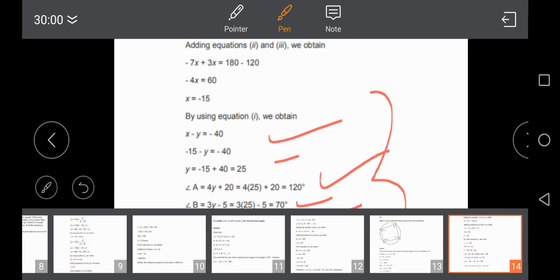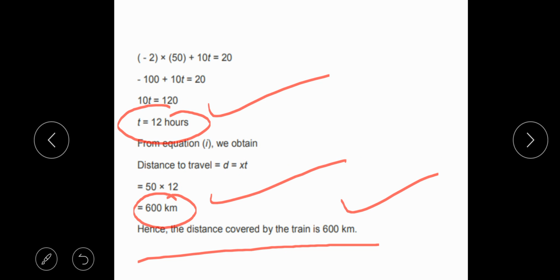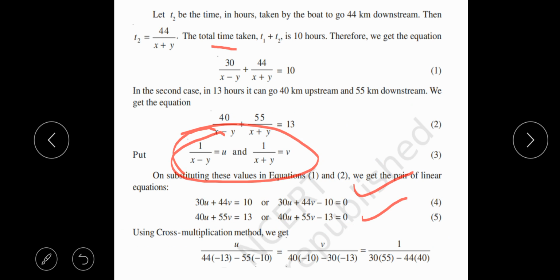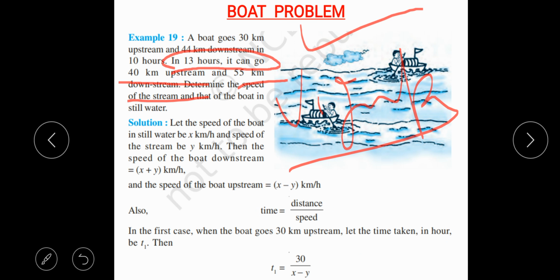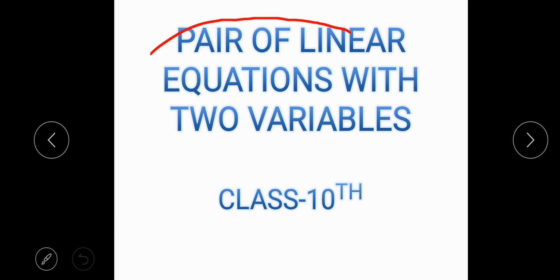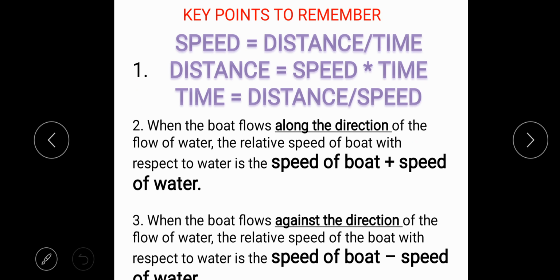Now these are the 5 questions that you must revise again and again if you are preparing for your board exam. You must know about these 5 questions related with pair of linear equations in two variables, because these questions may come as 5 or 6 marks, maximum marks questions. So you must know about this key point also.